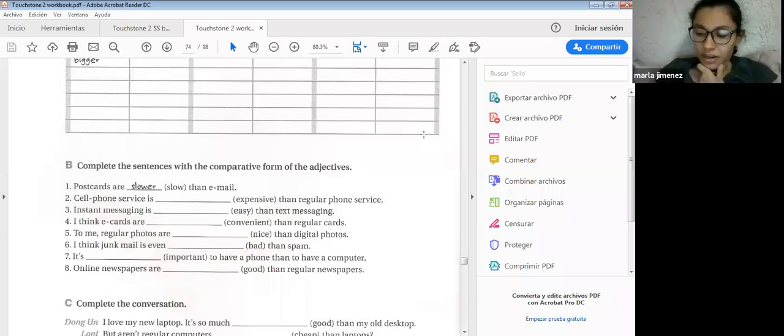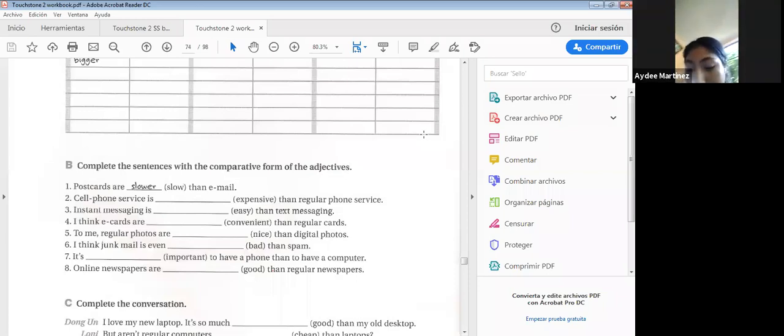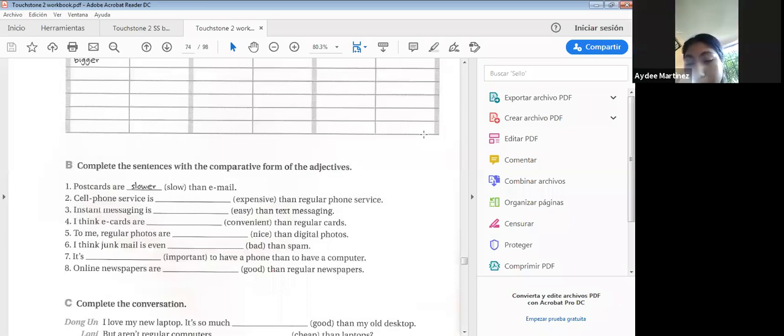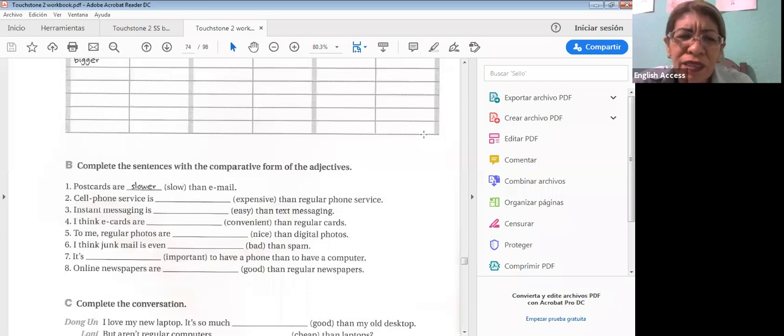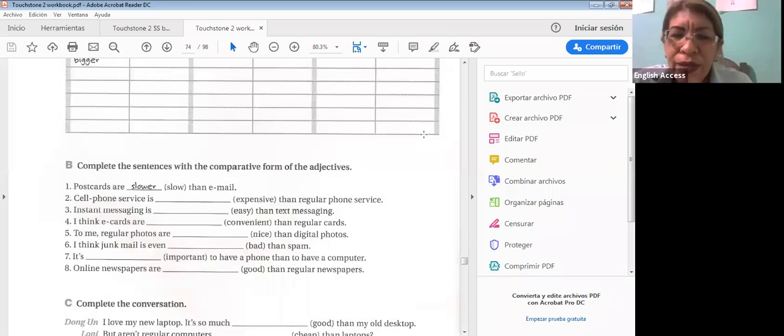To me, regular photos are nicer than digital photos. Yes, number 6, Heide. I think even more fun. More fun? I don't see fun, Heide. Number 6. Try to use the comparative form, Heide.